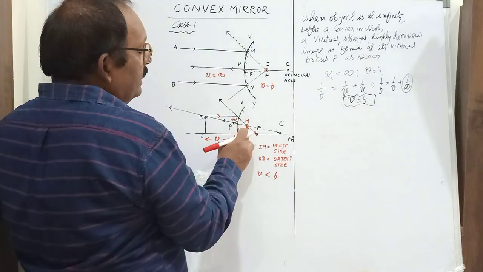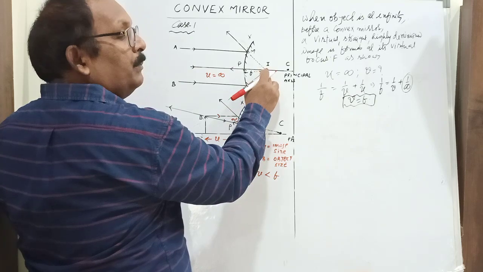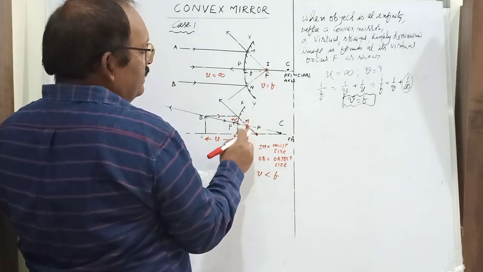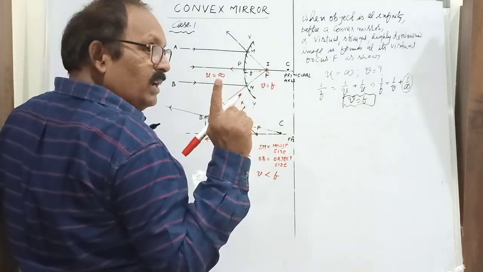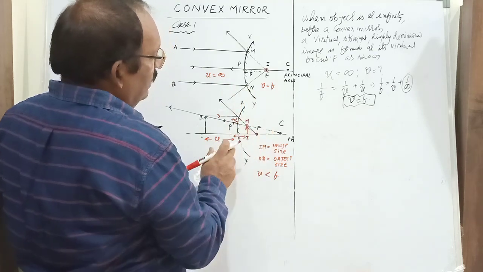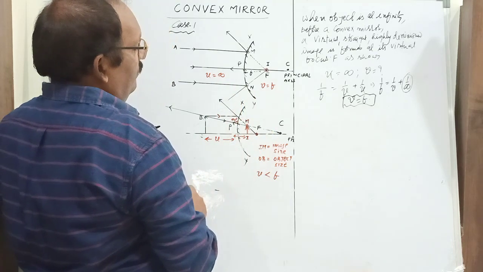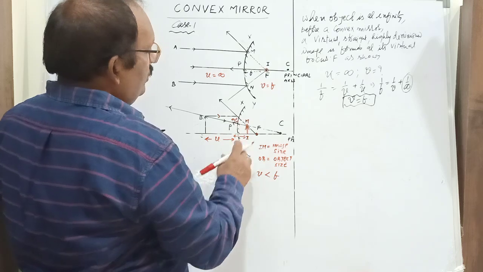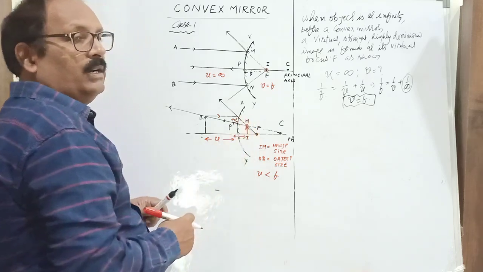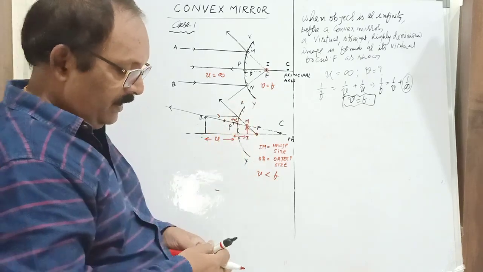So now you can see the larger size of the image than in the previous case. That means the magnification is increasing, but the magnification is always less than 1 in the case of what? This, the convex mirror. This is called a convex mirror. So this is the case. I think you understood it. Now let me write the sentence there.